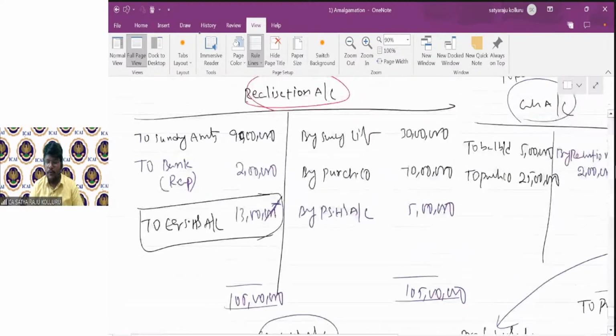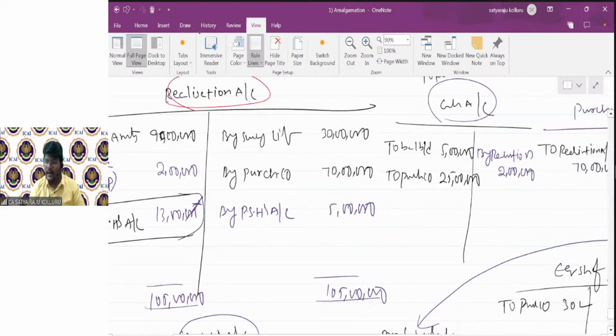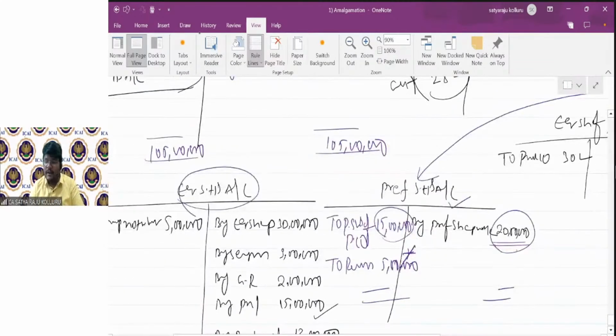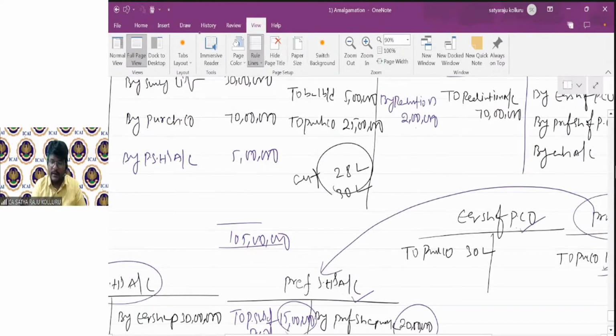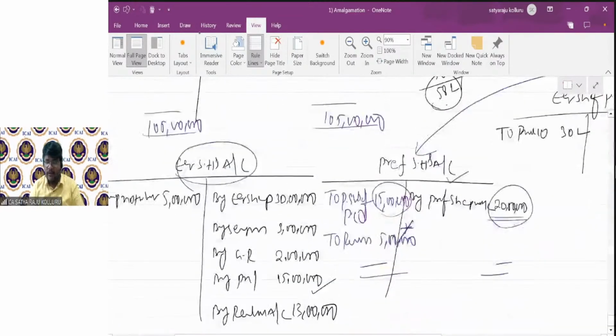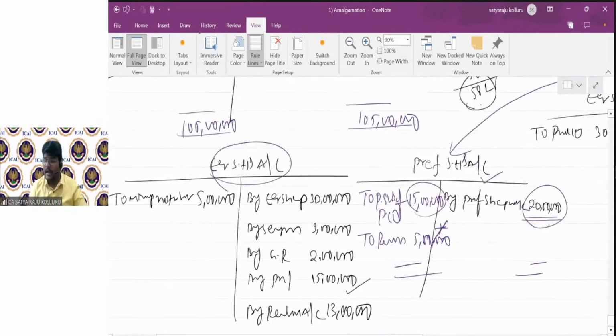Now to distribute among the equity shareholders, I have only two resources. One is cash balance. How much cash balance do I have? 25 plus 5, 30, 30 minus 2, 28 lakhs worth of cash I have. Plus equity shares of the purchasing company. How much do I have? 30 lakhs. So 30 lakhs plus 28, total I have 58 lakhs to distribute among the equity shareholders. Can you please check the equity shareholders account balance? Is it matching with 58 lakhs or not?